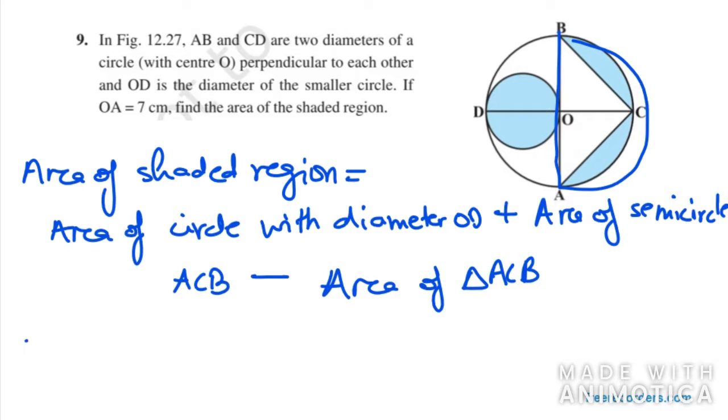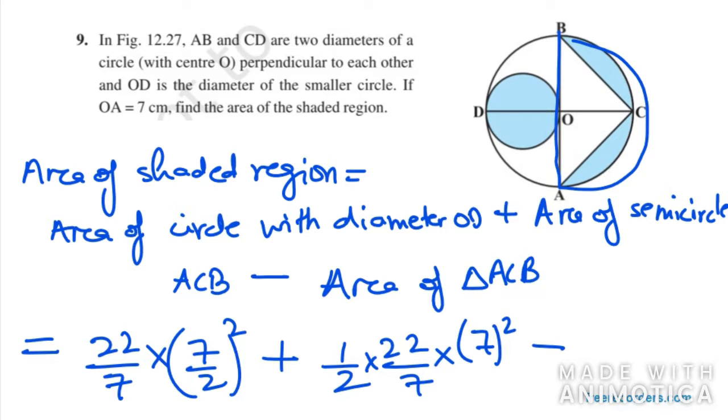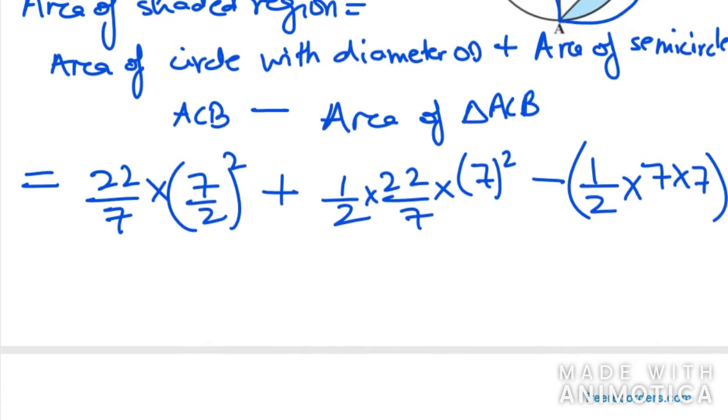So the area of the circle with diameter OD will be pi r square, that is 22/7 into 7 by 2 whole square, plus the area of semicircle ACB will be half of pi r square. So pi is 22/7, r square. R is 7 here, 7 square. The area of triangle ACB will be half base into height, that will be 7 into 7. So quite easy. So let's solve this.